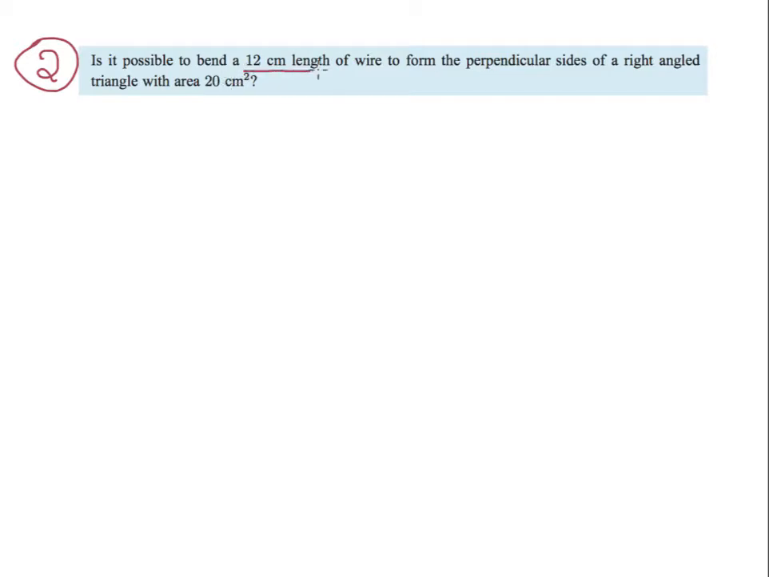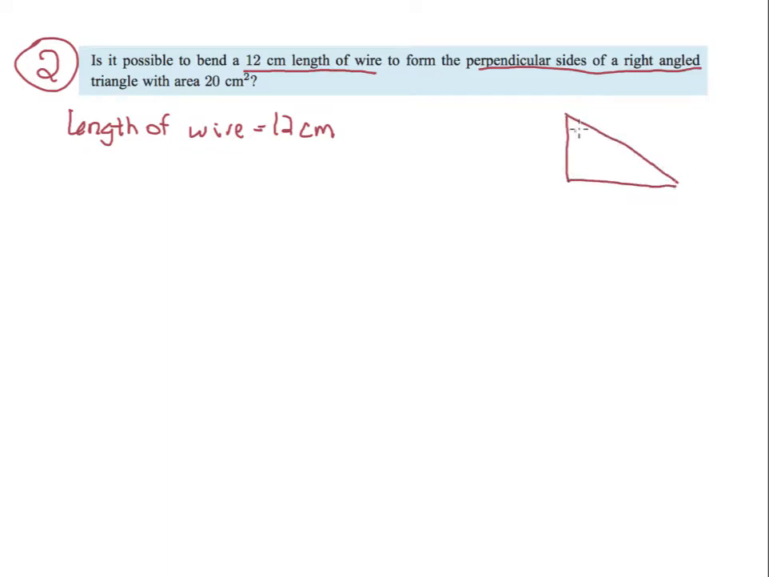Example 2. Is it possible to build a 12 centimeter long wire? So let's get the information. We know the length of the wire is 12 centimeters, bent to form the perpendicular sides of a right angle. So let's draw a little picture. We've got this right triangle, and these two sides are the wire. Let's make one length x. That means this one has to be 12 minus x.